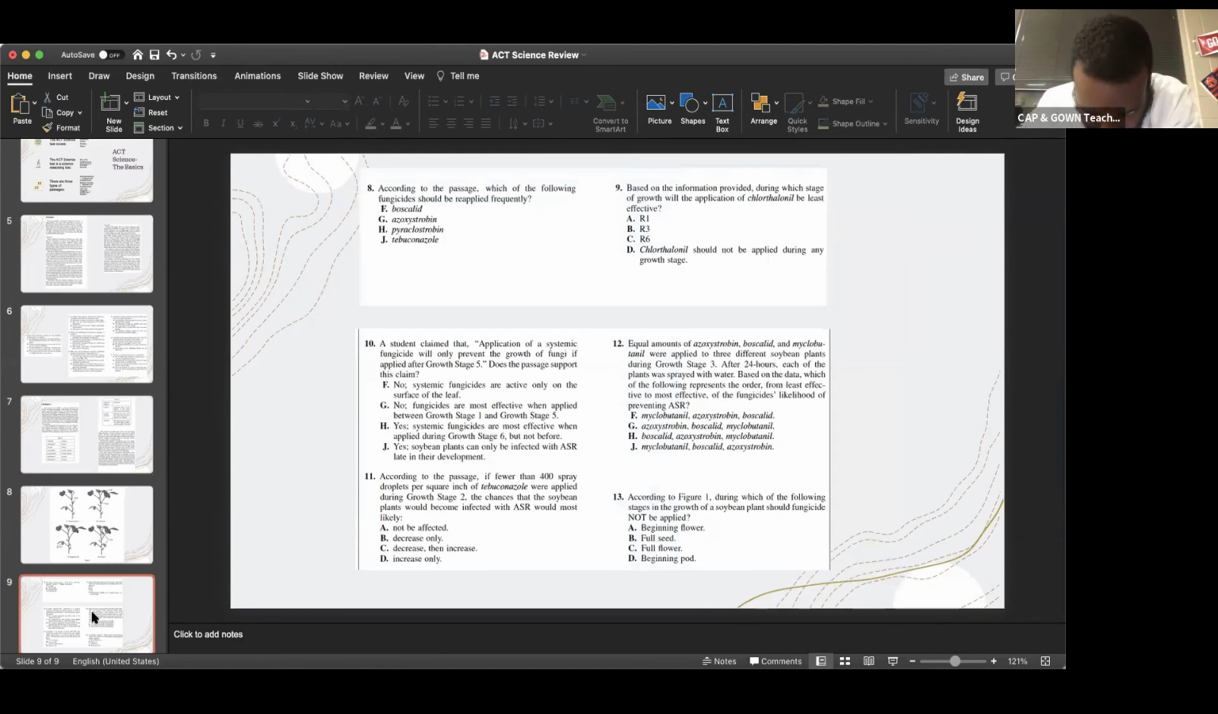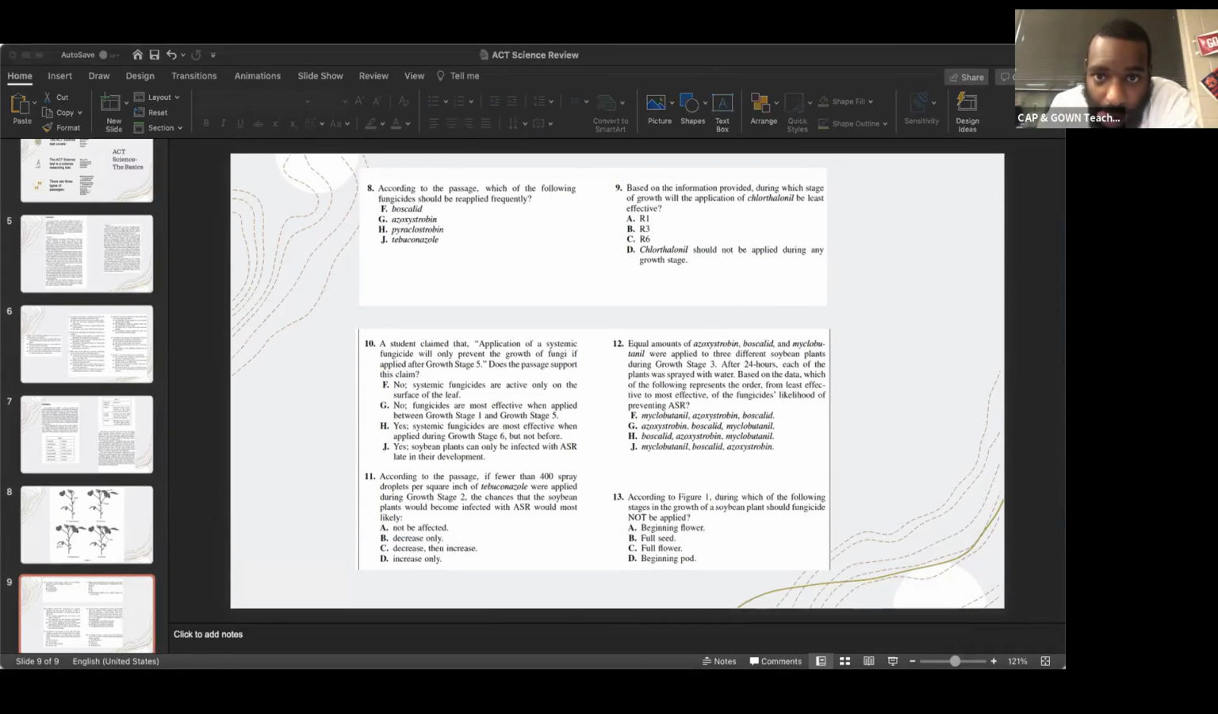All right. Let's look at number 13. Number 13 says, according to figure 1, which of the following stages in the growth of the soybean should fungicide not be applied to? Should not be applied to. I said C.